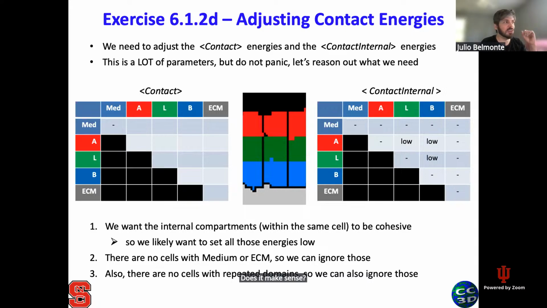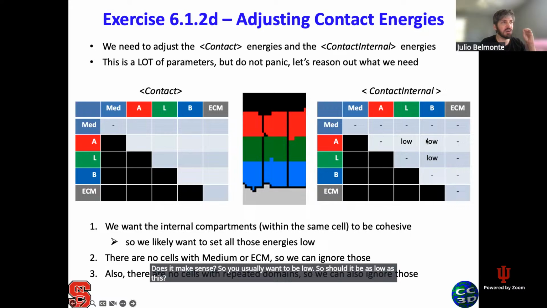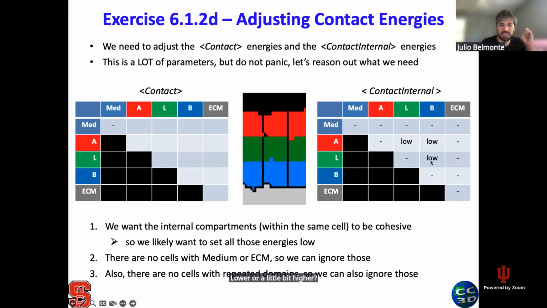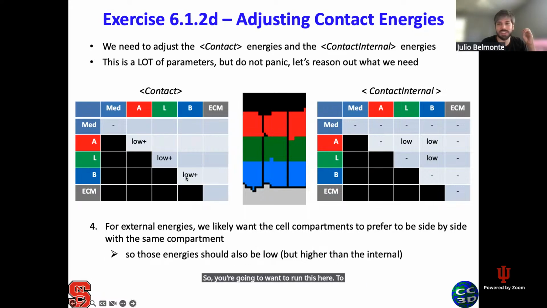So you usually want to be low. So should it be as low as this, lower, or a little bit higher? A little bit higher because they're not internal compartments, right? So you're going to want to run this here to be low plus, okay? So let's look at low, but higher than the other one. So let's do right here, low plus. Does it make sense? Okay.